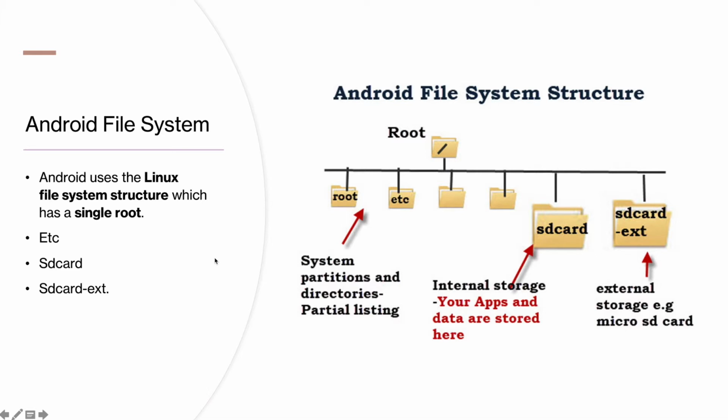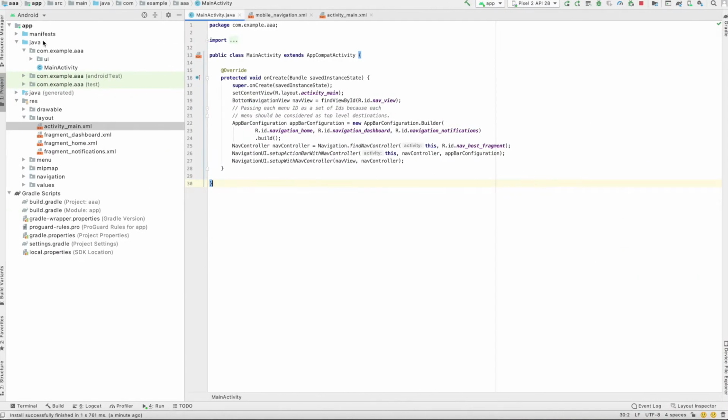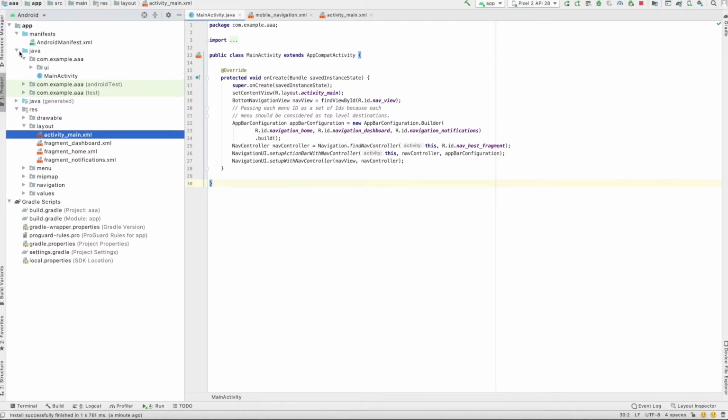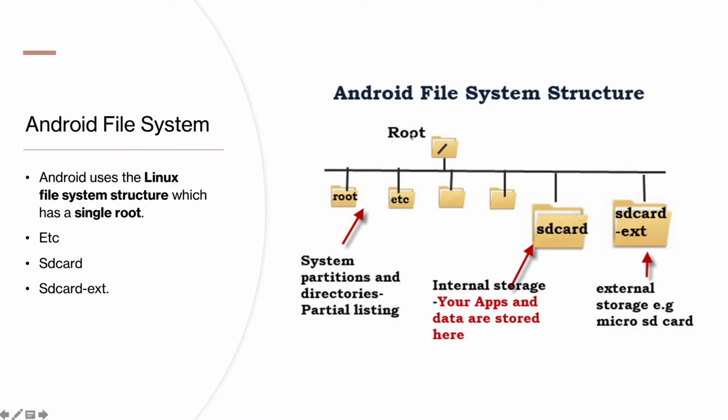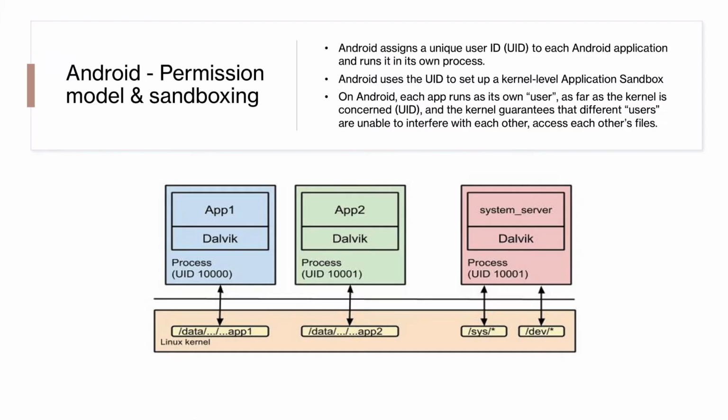So this is the Android file system structure. I am talking about the Android operating system file structure. This file system is for the Android apps, but this file system structure is for the operating system. It is pretty much similar to Linux. There is a single root here, and we have an SD card folder and an external SD card folder. So if you put in any external SD card, it will appear in the Android file system structure.